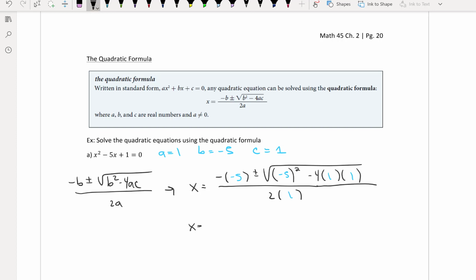So when I simplify, I'm going to get that x is equal to a positive 5 plus or minus, and you can do this on your calculator, right? The square root of negative 5 squared minus 4 times 1 times 1. So 25 minus 4 gives you 21, over 2. And that is what the x is going to equal.